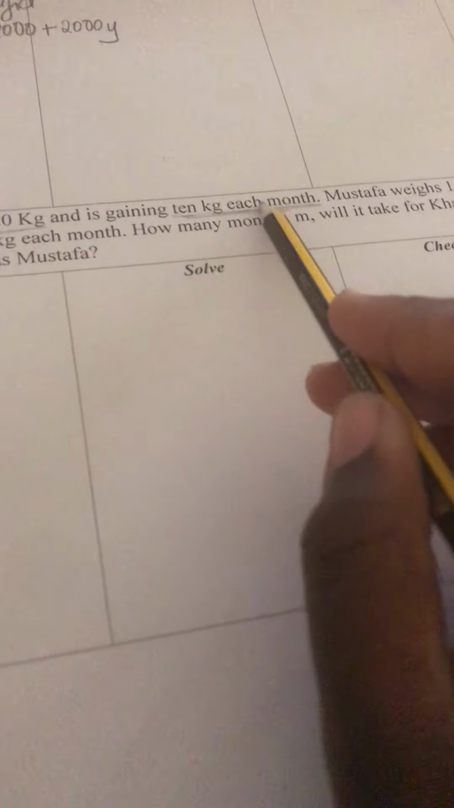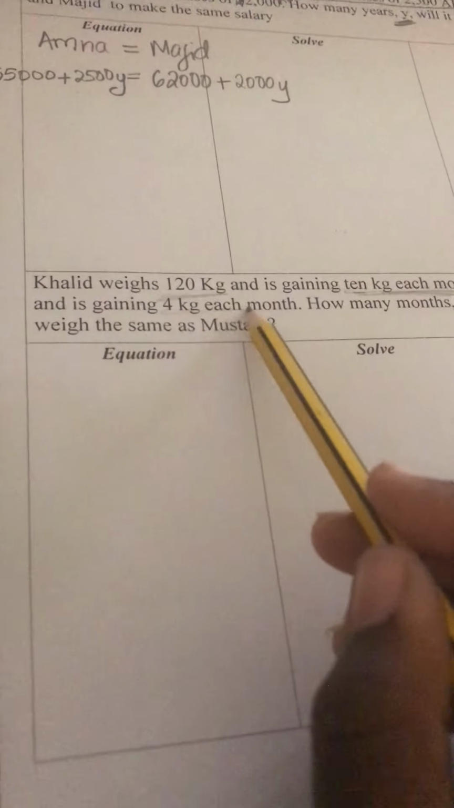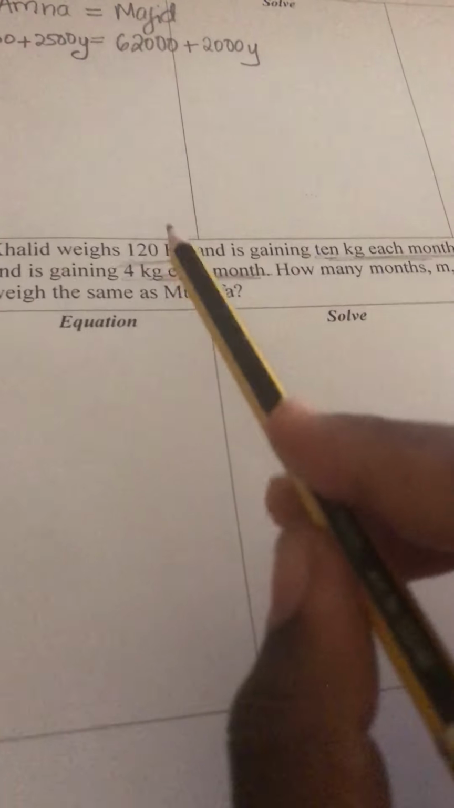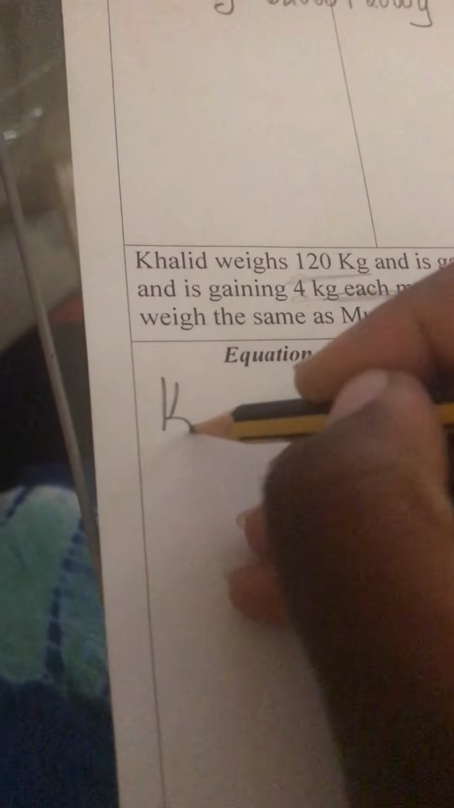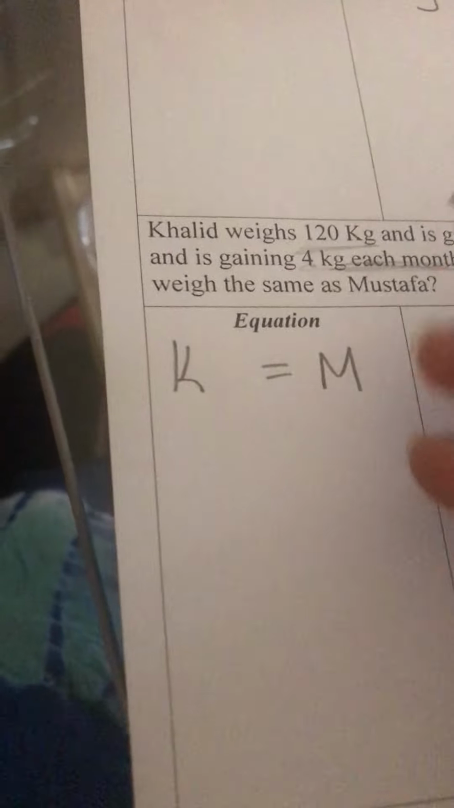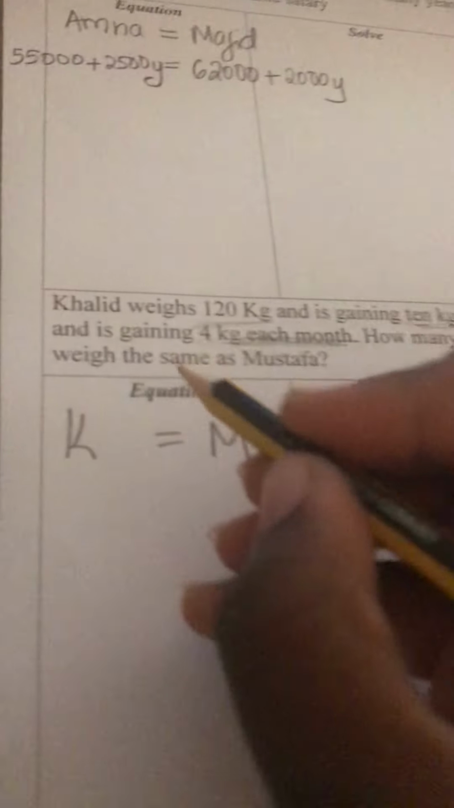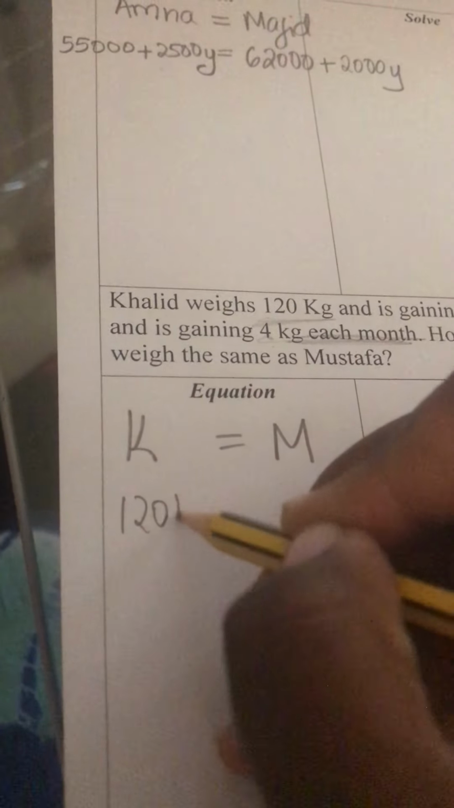Khalid weighs 120 kilograms and is gaining 10 kilograms each month. My coefficient, my variable. Okay? Mustafa weighs 150 kg and is gaining 4 kilograms each month. My coefficient, my variable. How many months M? My variable has to be M according to this question. Will it take Khalid to weigh the same as Mustafa? So I know I need Khalid to equal Mustafa.